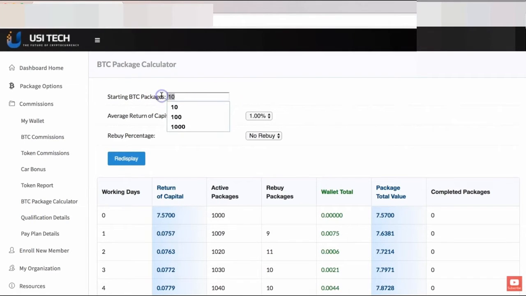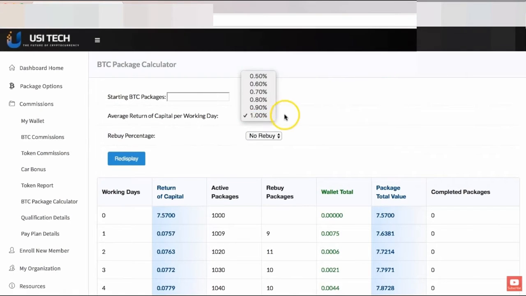Up here is the Bitcoin packages that you'll start with. This can shift from any number that you want, 5, 10, 50, or all the way to hundreds, whatever starting money you want to put in here. And then this is the average return per working day, so you can shift this as well. You could go to 0.7 if you wanted to, but for this, we'll just stay at 1%.